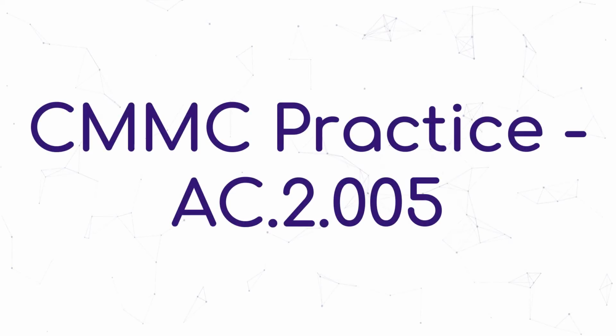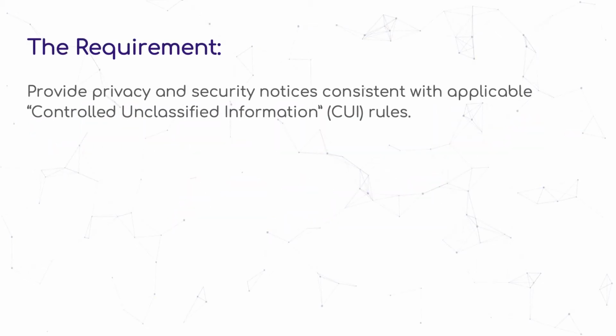CMMC practice AC.2.005. The requirement: provide privacy and security notices consistent with applicable Controlled Unclassified Information (CUI) rules.